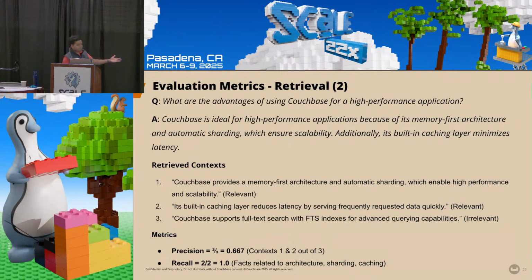And if you look at the precision, we look at the context, and here you have two contexts that are relevant to the answer. So you have something like 2 by 3, whereas the third one is irrelevant.